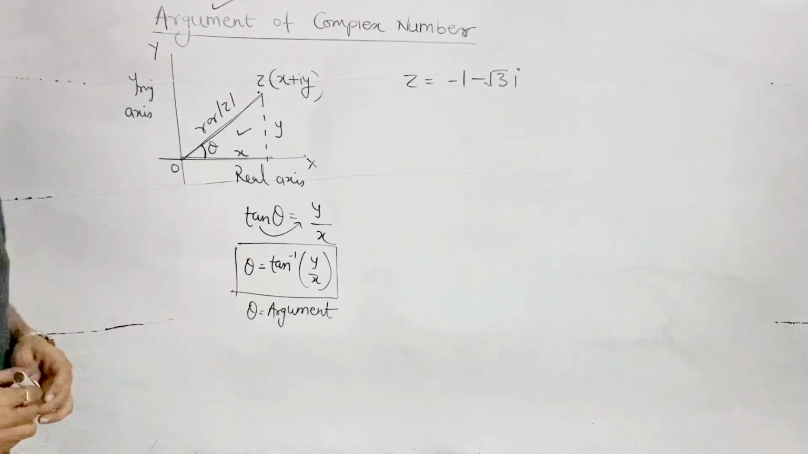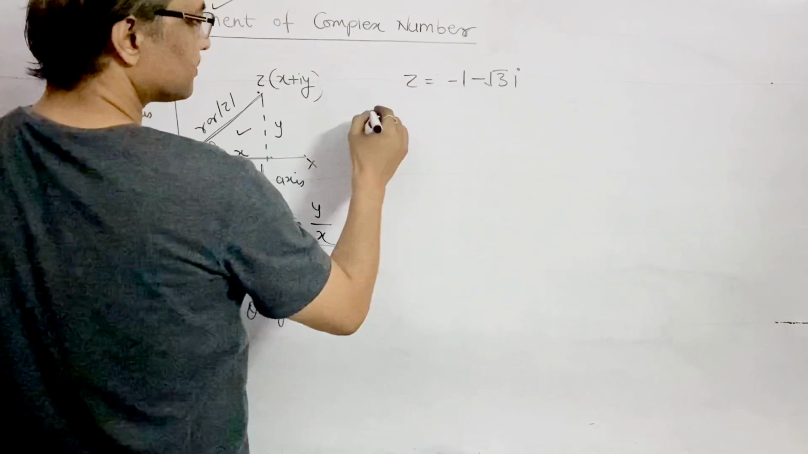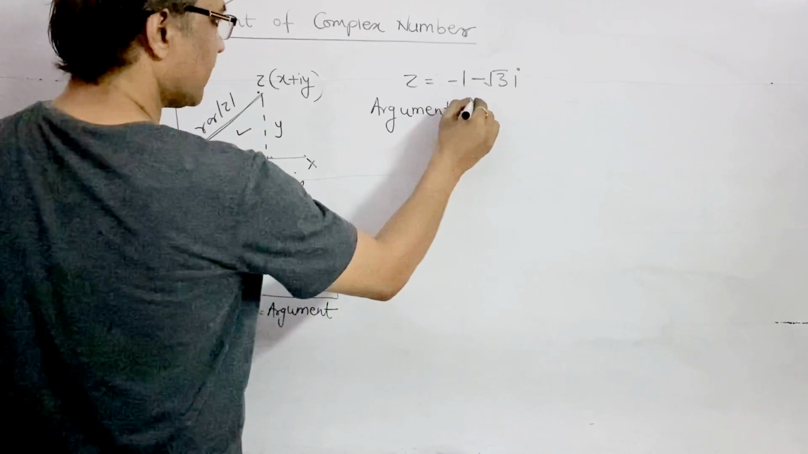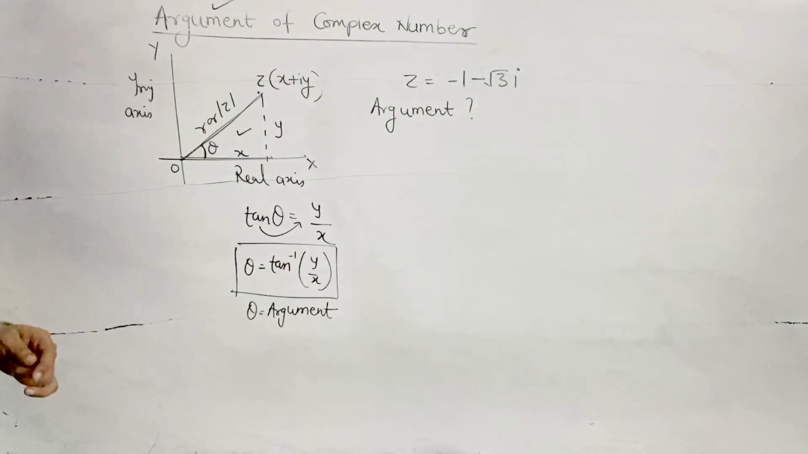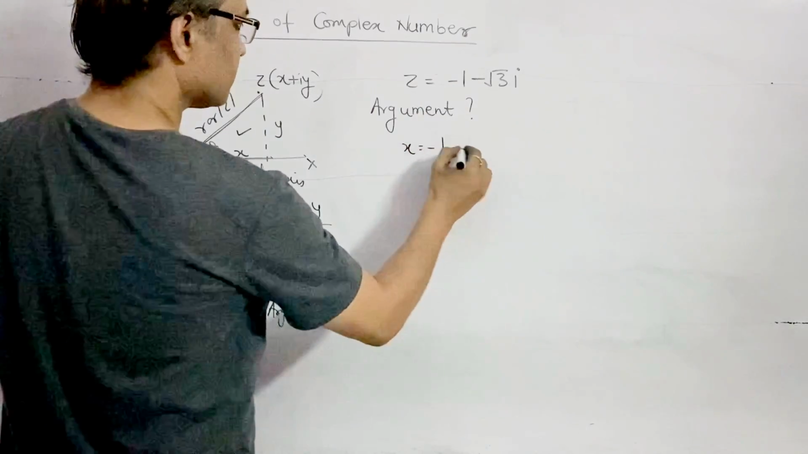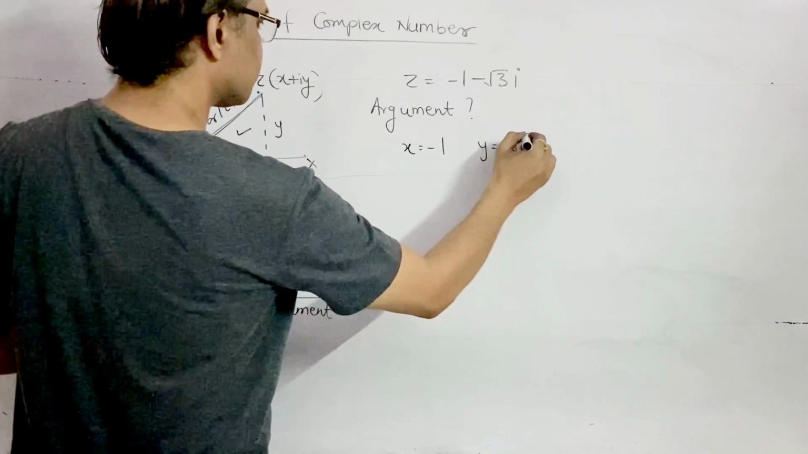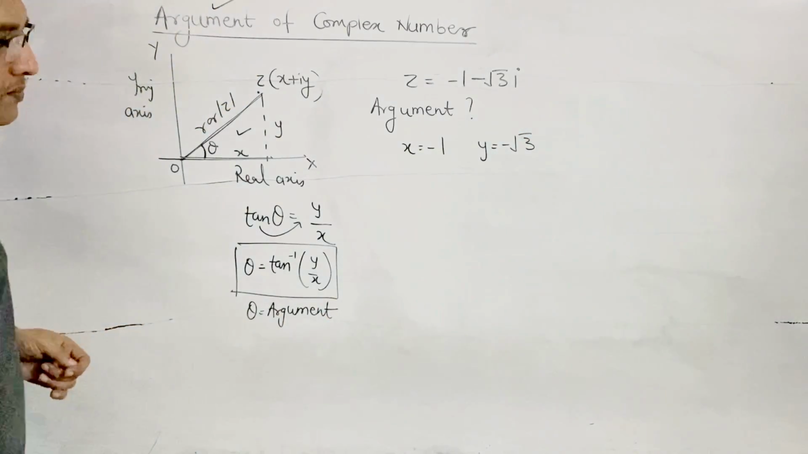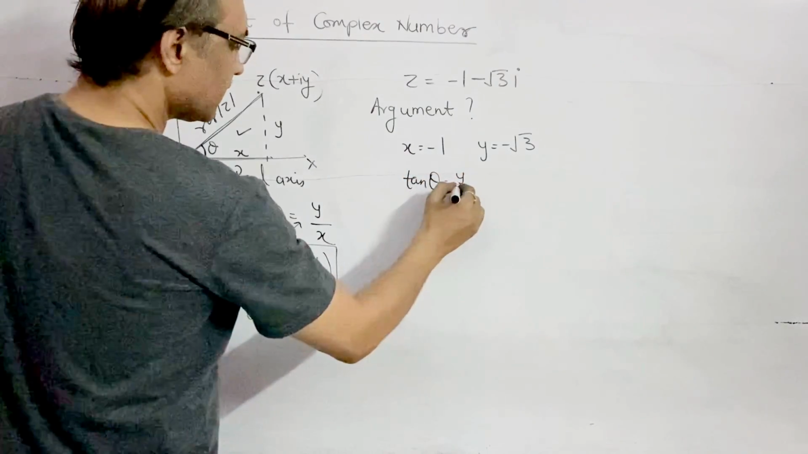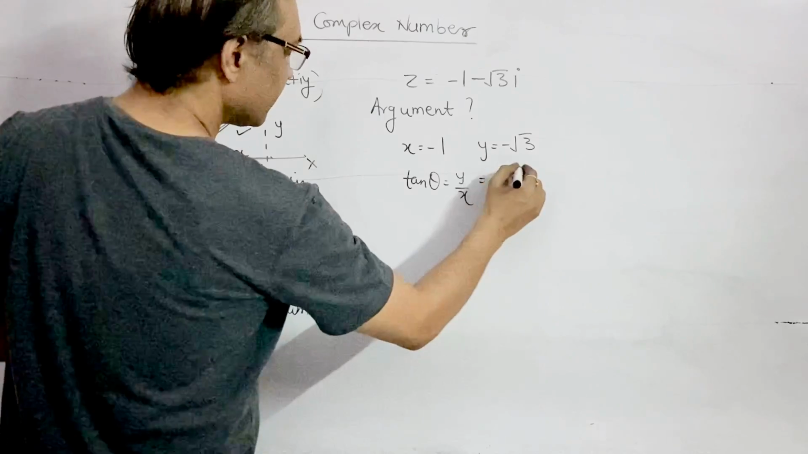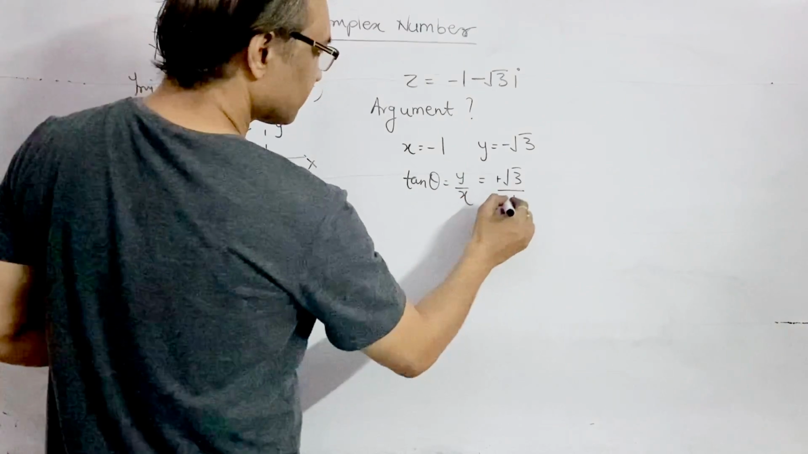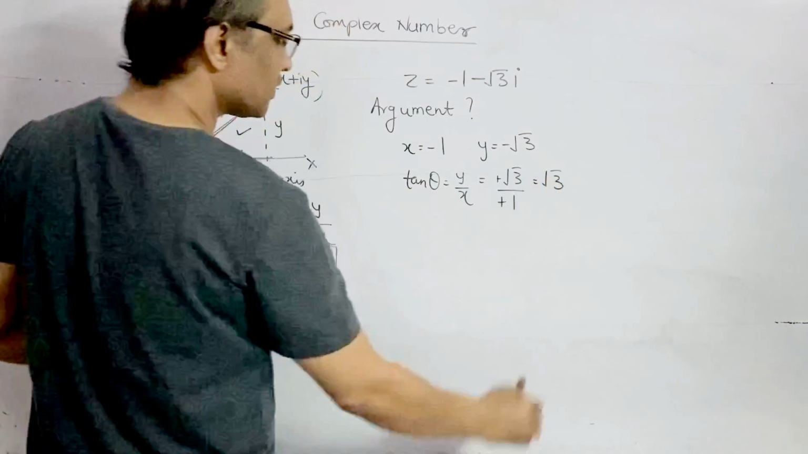Now suppose we want to find the argument of this complex number, minus 1 minus root 3i. We have to find the argument of this. Let us find the values of x and y first. X is minus 1, y is minus root 3. So we've got the values of x and y. Now let us find tan theta. Tan theta is y upon x. Y is minus root 3, x is minus 1. Minus minus cancel. Value of tan theta is root 3.